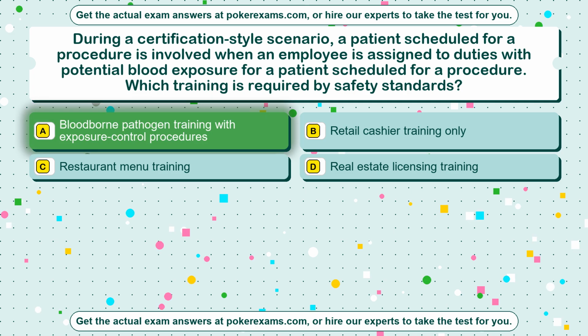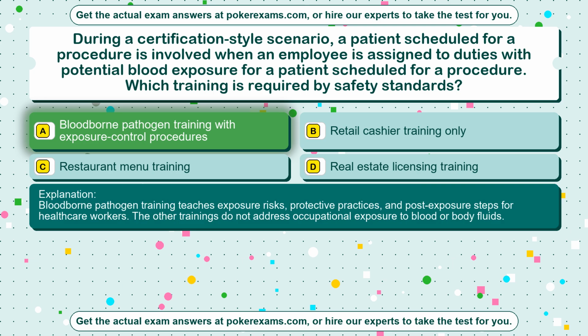The correct answer is option A. Bloodborne pathogen training with exposure control procedures. Bloodborne pathogen training teaches exposure risks, protective practices, and post-exposure steps for healthcare workers. The other trainings do not address occupational exposure to blood or body fluids.